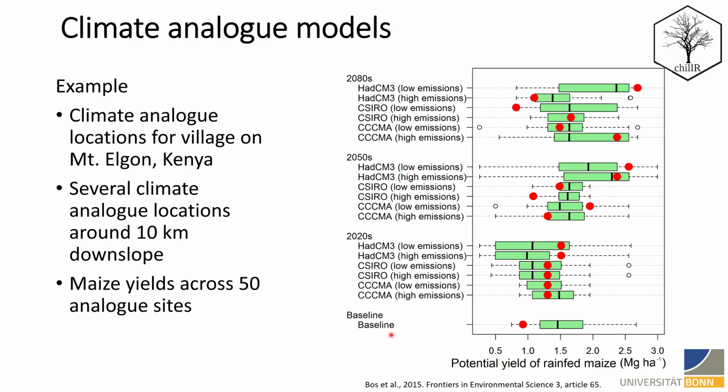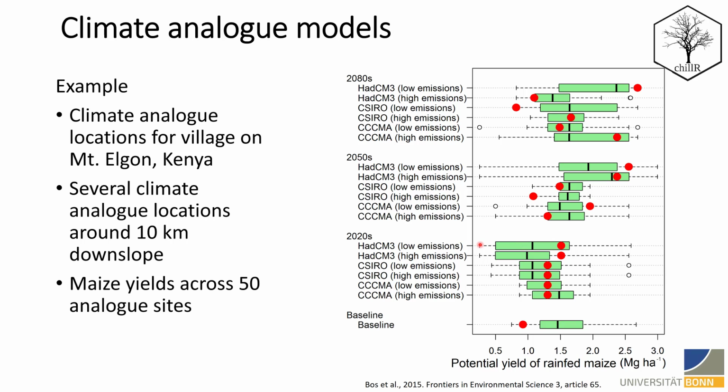So this is the baseline location down here. The red dot here represents the predicted yield potential at that baseline location. And then the box plot here represents the yield potential at 50 climatically similar locations, places that have a similar climate to what we currently have at the baseline location. And all the other red dots here are climate analog locations for these various climate scenarios that are listed here. And for each one, again, we have this box plot.